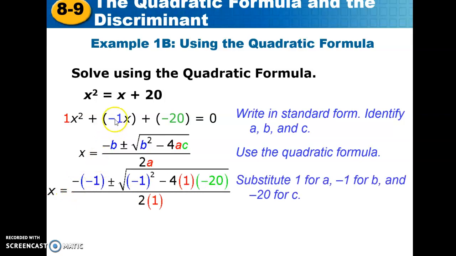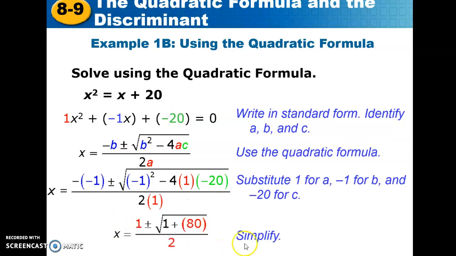Now here's where you have to be careful. My B is a negative 1, but there's a negative in front of the B. So this is actually negative 1, plus or minus negative 1 squared minus 4 times 1 times negative 20. All of that is over 2 times 1. See how crazy the signs can get? So you have to be super careful with the signs. I'm giving you all odd numbers so you can check your work, okay?